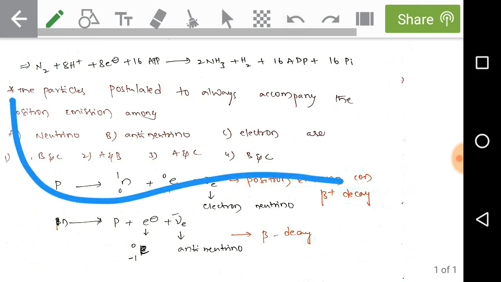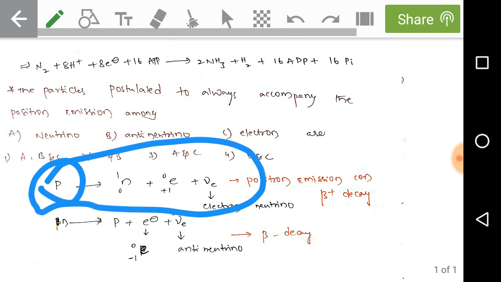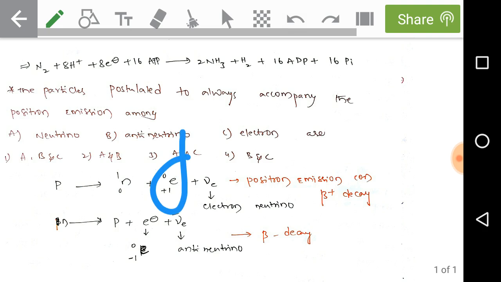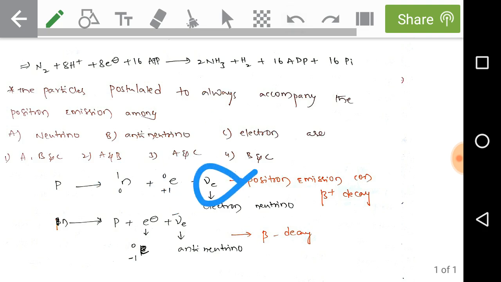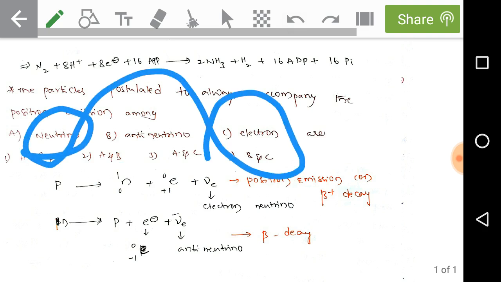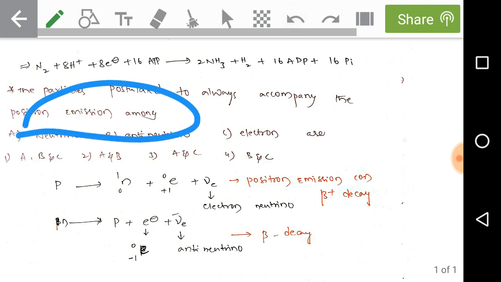Next one, the particles postulated to always accompany positron emission. Here just look, whenever the nucleus contains more protons, then proton decay takes place. In that case, positron emission occurs along with other particles like the electron neutrino, okay. So this is the electron neutrino. So in the answer, neutrino and electrons are the other particles which are emitted with positron emission, okay, right.